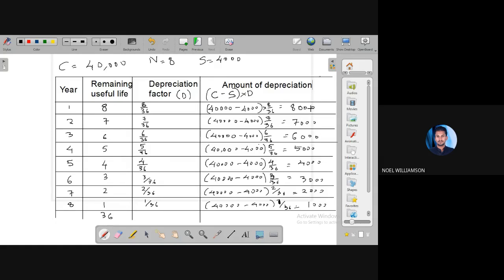After the first year it is 8,000, then it is going to 7,000, 6,000, 5,000, like that. So what is asked in the question? In the question it is asked, what is the depreciation at the end of the 6th year? So at the end of the 6th year, that means this row. At the end of the 6th year, what will be the depreciation? That is rupees 3,000. So that is the final answer. So this is the sum of years digit method.